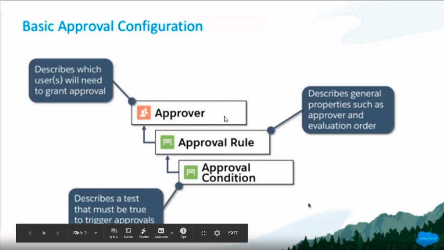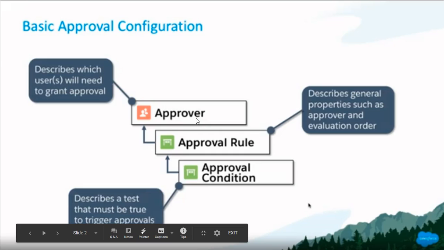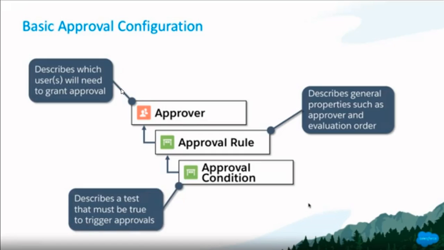There will be an approver record, an approval rule, and an approval condition. In the approver record, we describe which user needs to grant an approval, and in the approval rule, we describe general properties such as approver and evaluation order. Next comes the approval condition, which describes the test that must be true to trigger an approval. If that condition matches, the approval trigger will be fired.